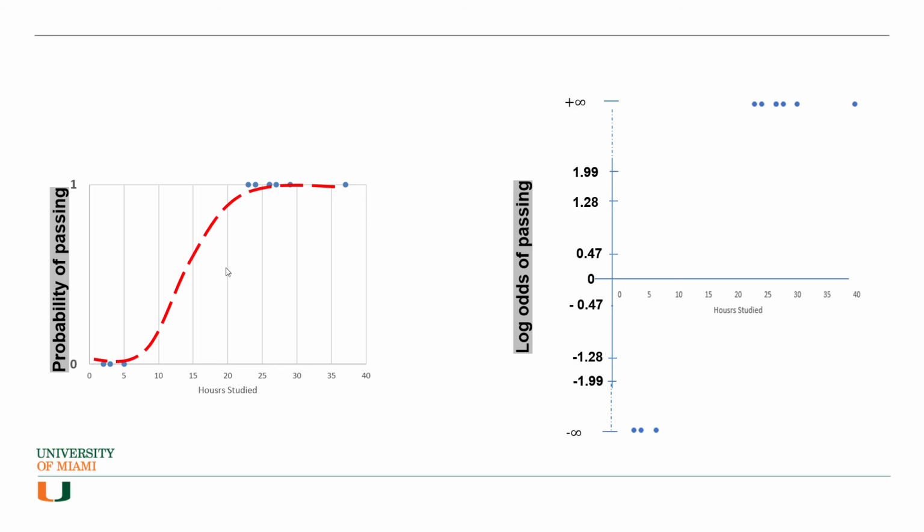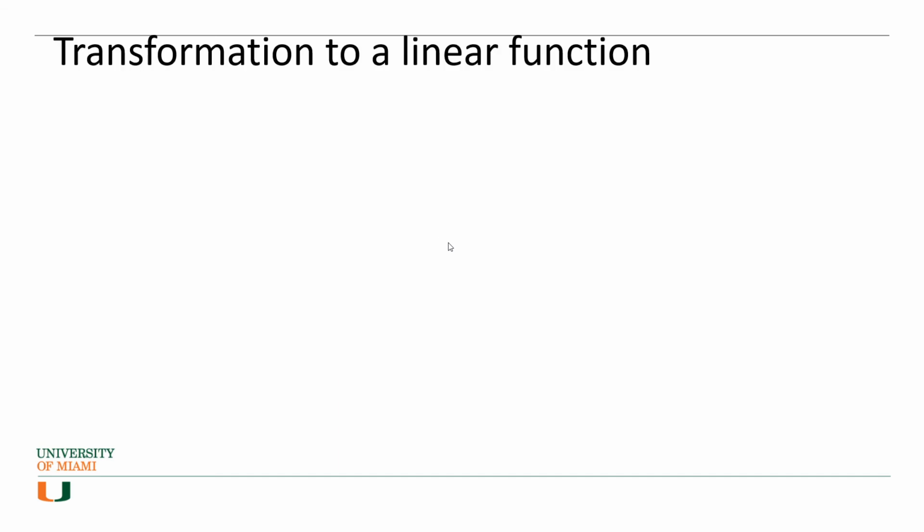And this would be the mirroring of the plot of probability to a plot of log odds. And then you would see that while probability is a nonlinear function of the features, log odds can be a linear function of the features. Let me show you with a better example.